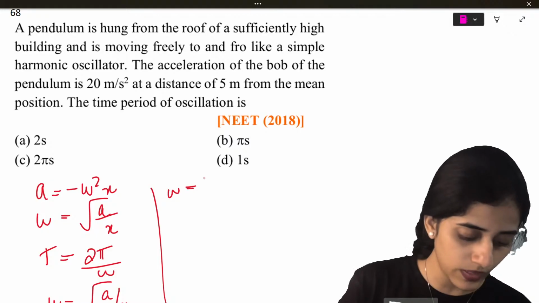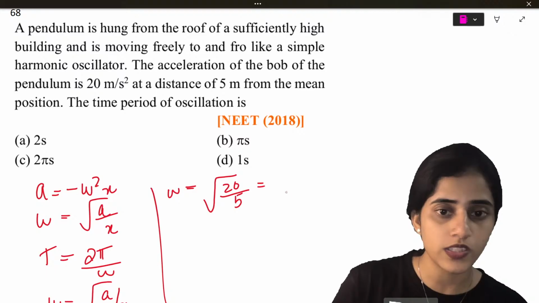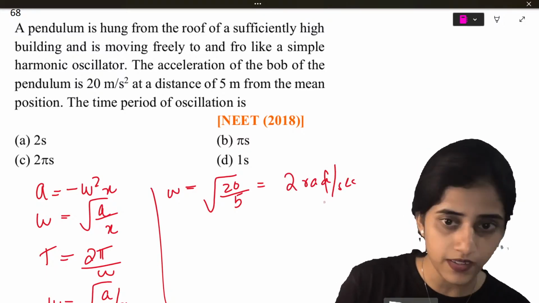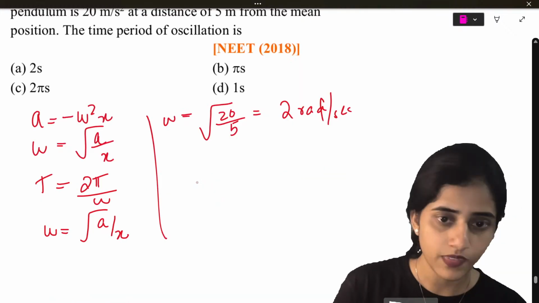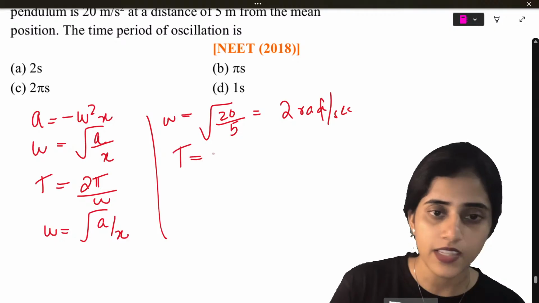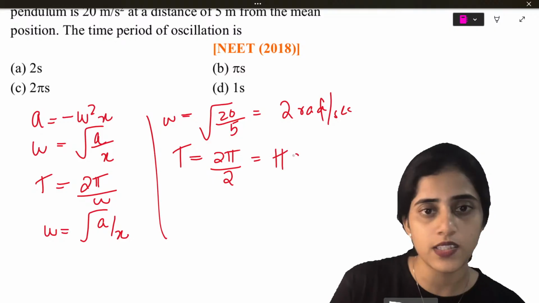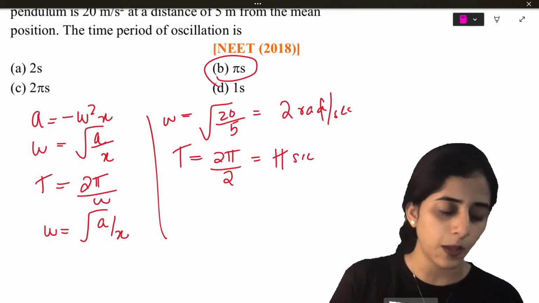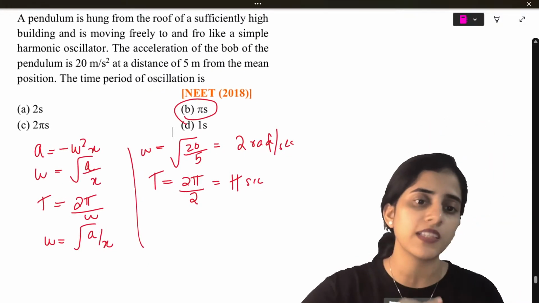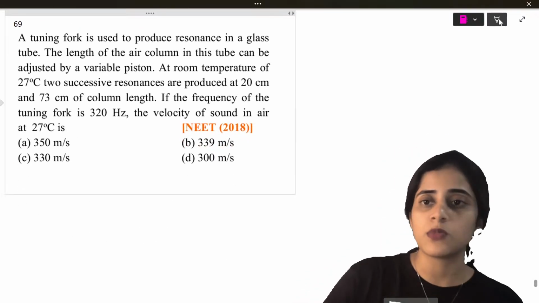So omega is equal to square root of a by x, which is 20 by 5, so that is 2 radian per second. Now what will we do? The time period T is 2 pi by omega. So T is 2 pi by 2, which is pi seconds. Option B. Easy, very easy question. You only need to know the formulas. If you know the formulas, you can do it. Okay? Very good. Let's move on to the next question.